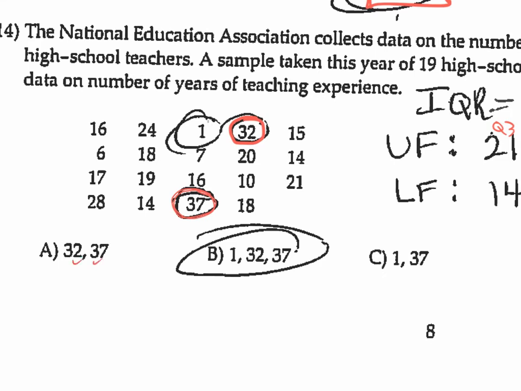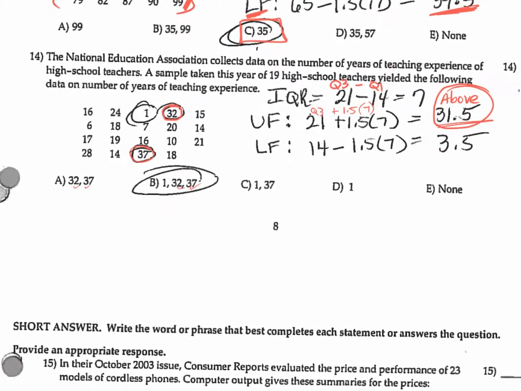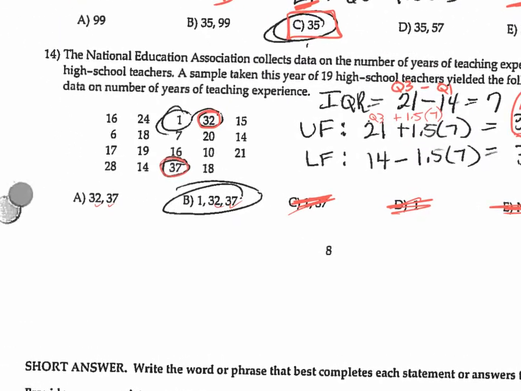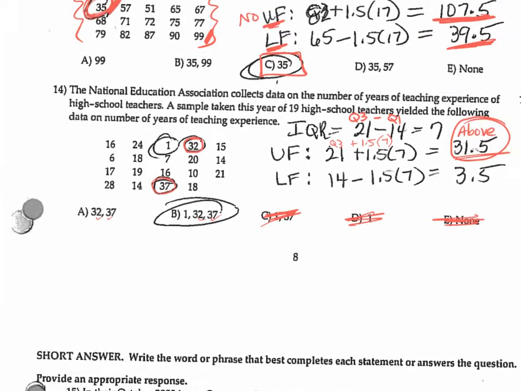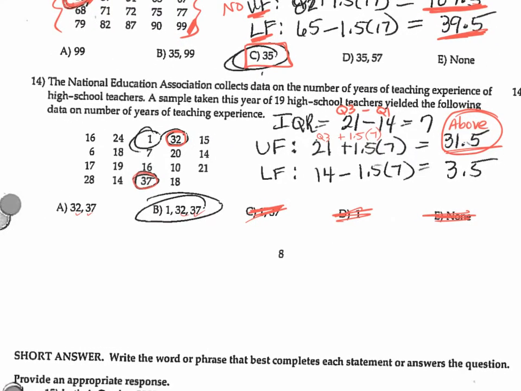Okay, so I'm looking at, that's a possibility. C is out, D is out, and E is out. So I'm down to A and B. So I need to know, is there a lower outlier? So I'm going to make my lower outlier fence.